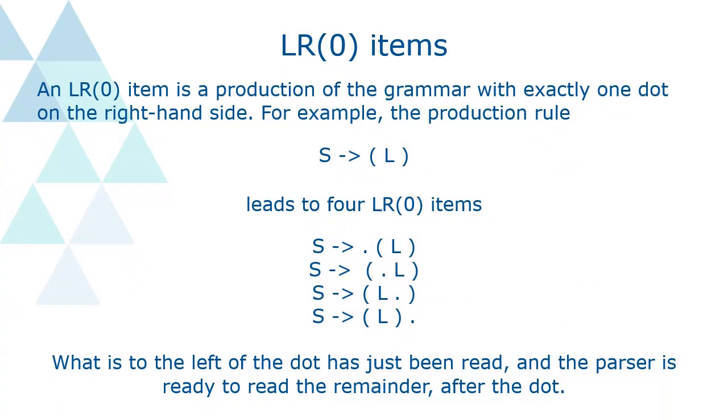First, we have to understand what LR0 items are. An LR0 item is a production of the grammar with exactly one dot on the right-hand side. So here we have an example production rule, and that production rule leads to 4 LR0 items. The first one has the dot on the leftmost side of the right-hand side, and that is a non-kernel item. So if the dot is at the start of the production rule, then it's a non-kernel item, while the rest of them are kernel items. What is left of the dot has just been read by the parser, and the parser is ready to read the remainder after the dot.